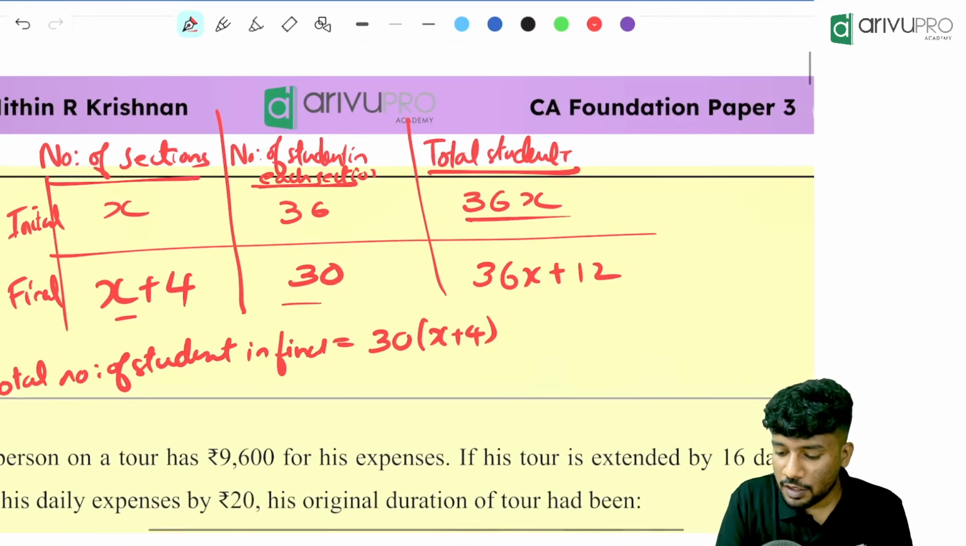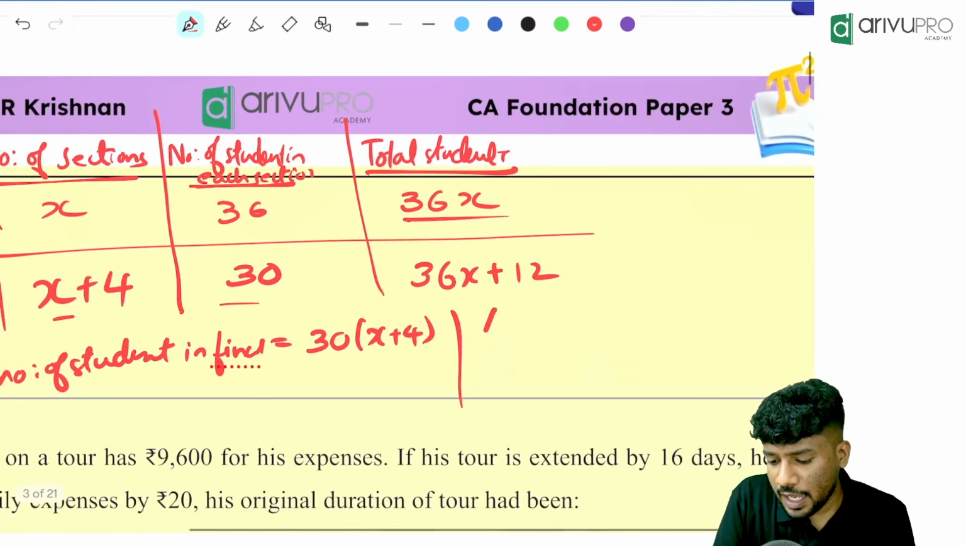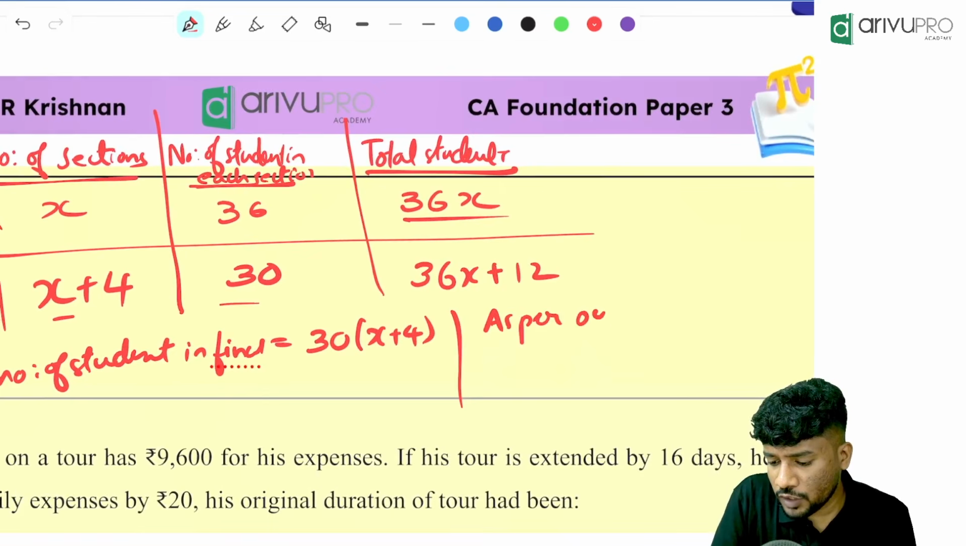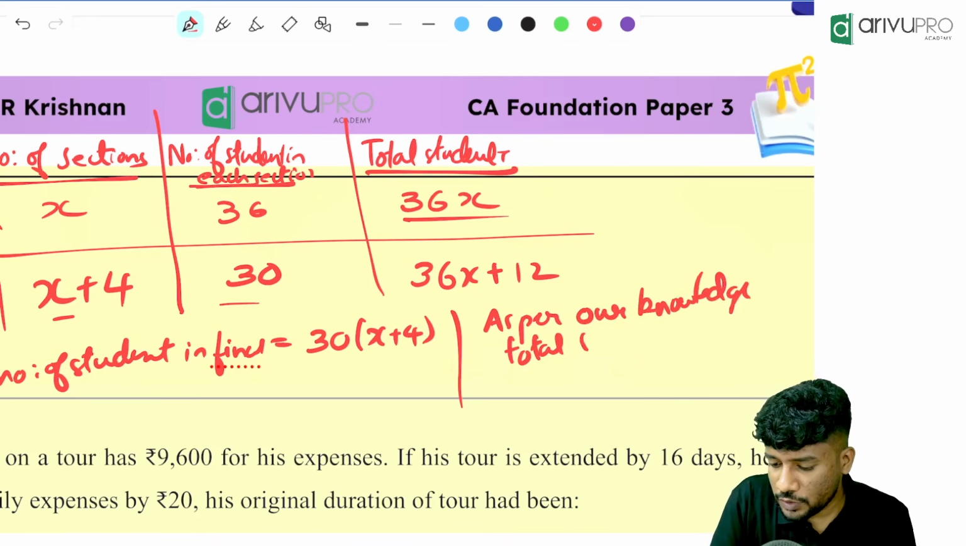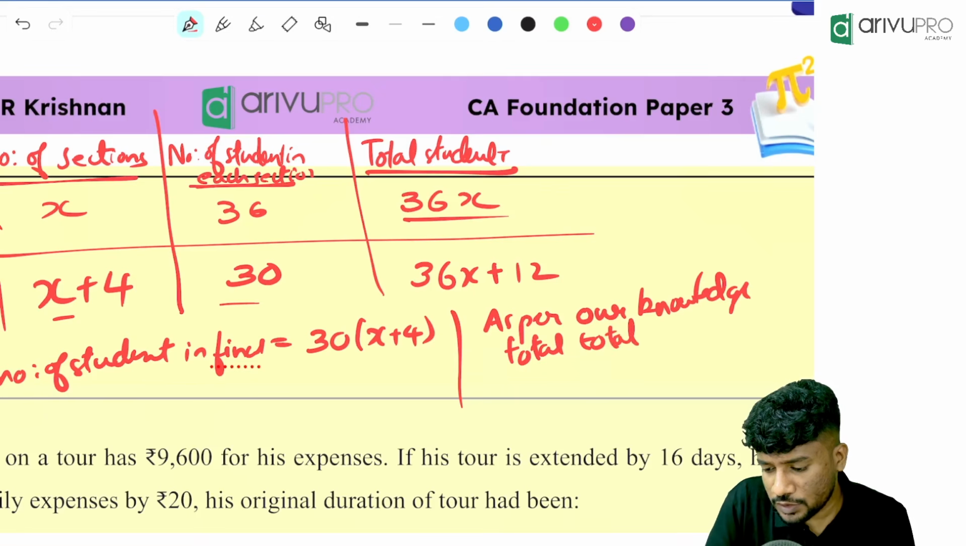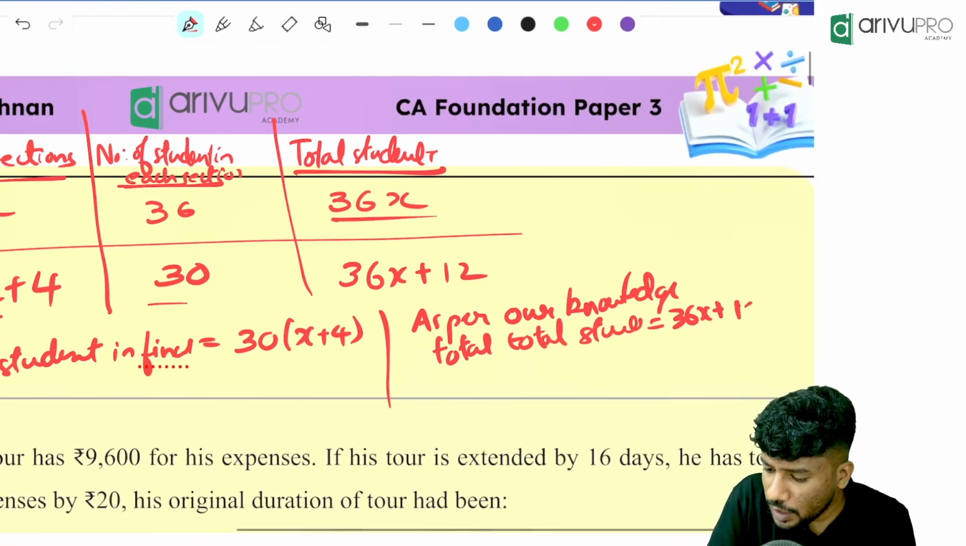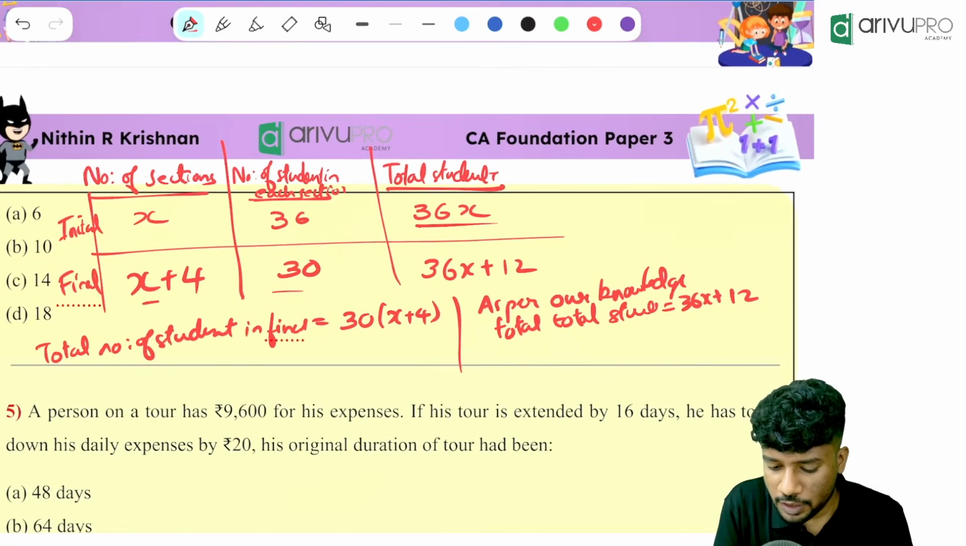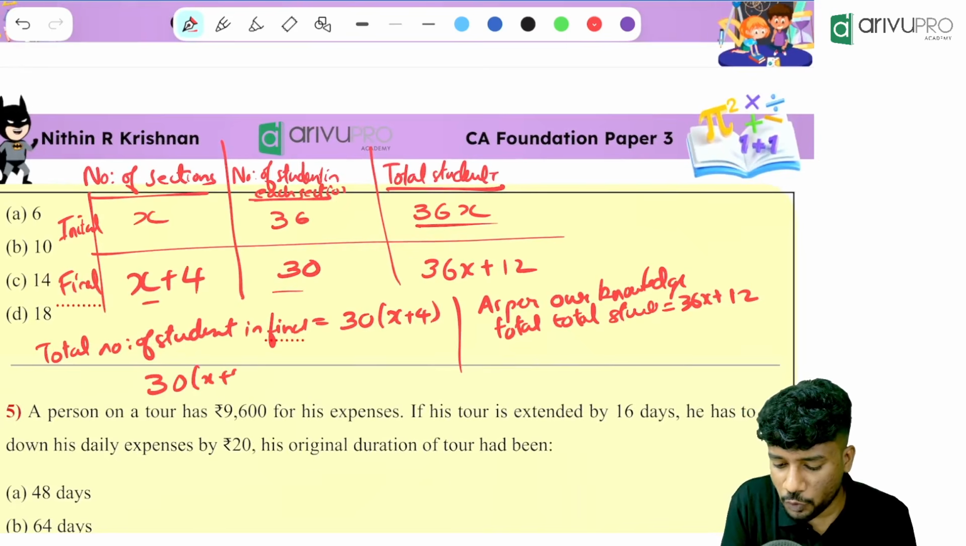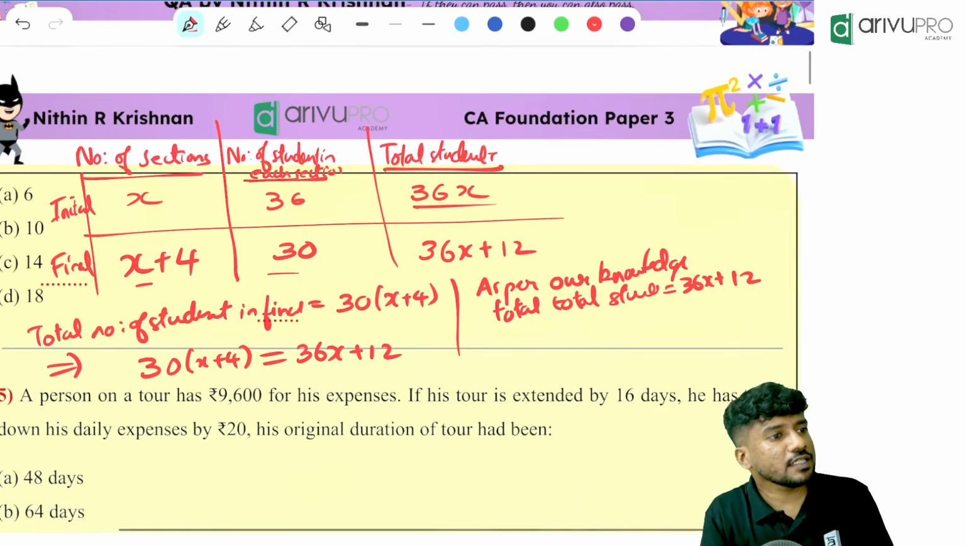But that is as per our answer. As per our knowledge, we already know the total students after adding 12 students is 36x plus 12. So I can say that both of them are equal. So 30 into x plus 4 is equal to 36x plus 12. Now you open the bracket, get me the answer.